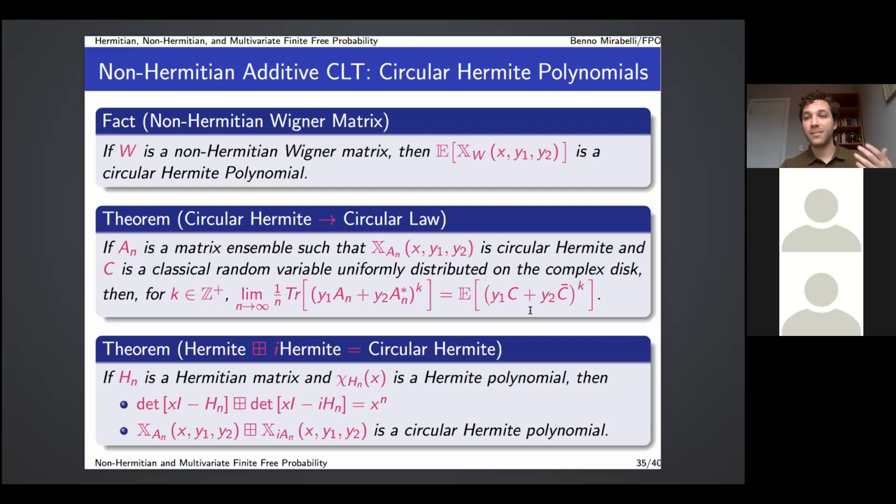And also in free probability, they have this other way of defining circular objects, where they say take a semicircle object and i times the semicircle object, take their free convolution, and you get a circular object.